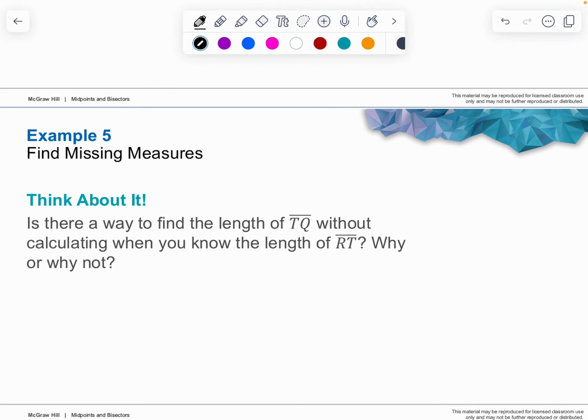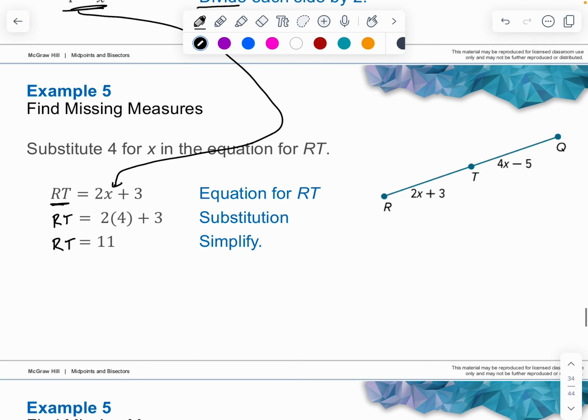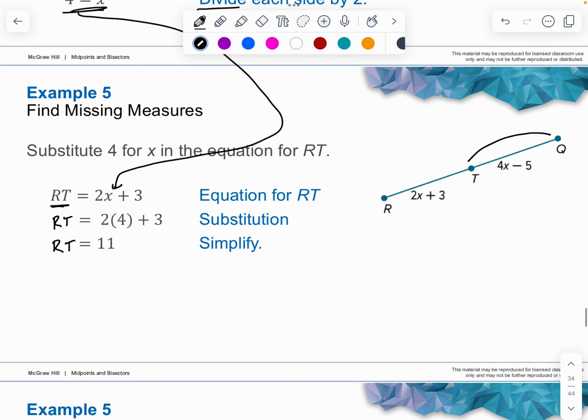Okay. So go ahead and, the next question is there a way to find the length of TQ without calculating when you know the length of RT? So they're asking you, how big is TQ? If you know that RT is 11 units long, how big is TQ? Well, it's going to be 11 units because they are exactly the same length because it's a midpoint. T is a midpoint.